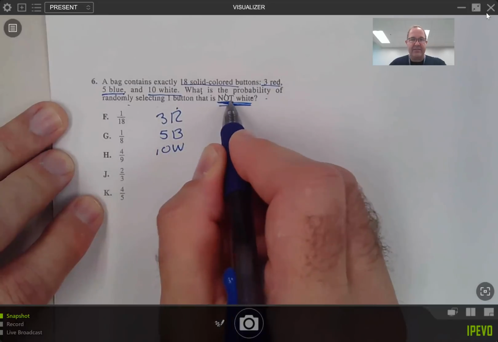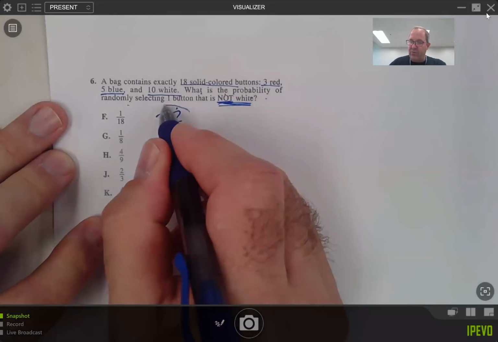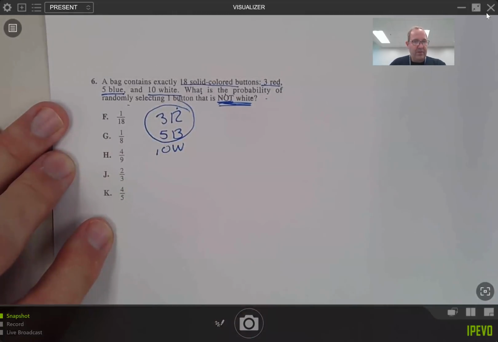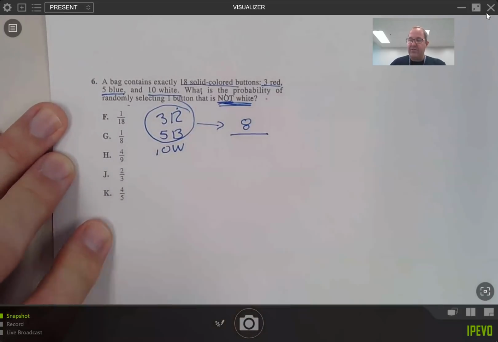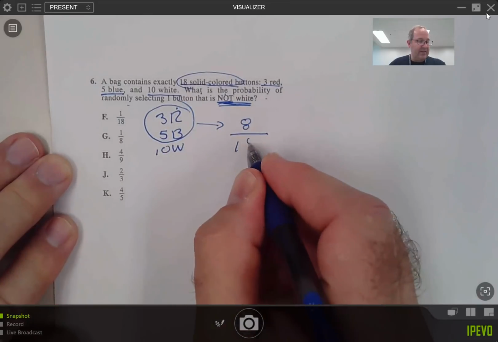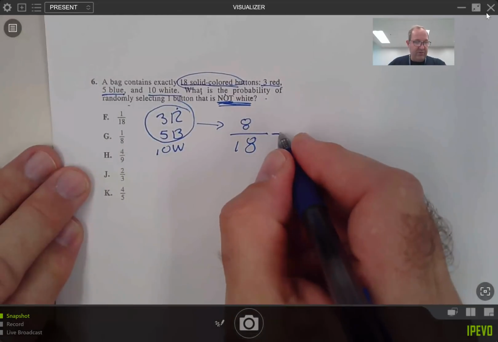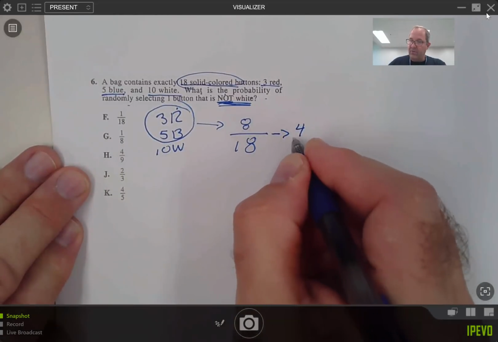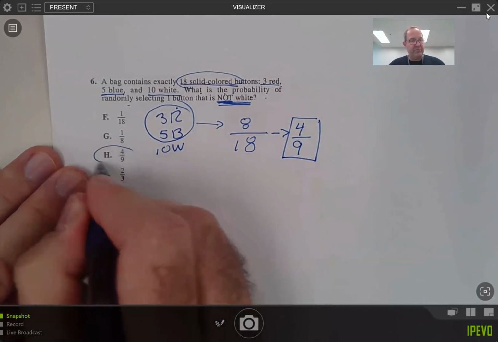So this word not white. Well, if we're not going to pick the white button, that means we have to pick a red or a blue one. Well, how many of those are there? There's 8 of them out of a total of how many buttons were there? 18. So it should be 8 over 18. If I look, I don't see that answer, but that does reduce to be 4/9, which is letter H.